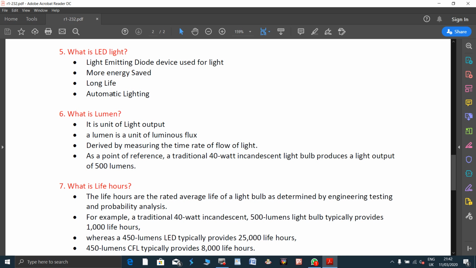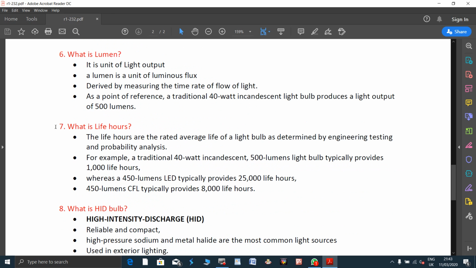What is lumen? Lumen basically is a unit of light output, that is how much brightness you can have. Mathematically you can express it as a unit which is called lumen. Lumen is defined as a unit of luminous flux. Luminous flux is the brightness quantity of light. This is used as a time rate of flow of light. So it can also be used as a point of reference. Example here is given for 40 watt. Basically it is 500 lumens of brightness.